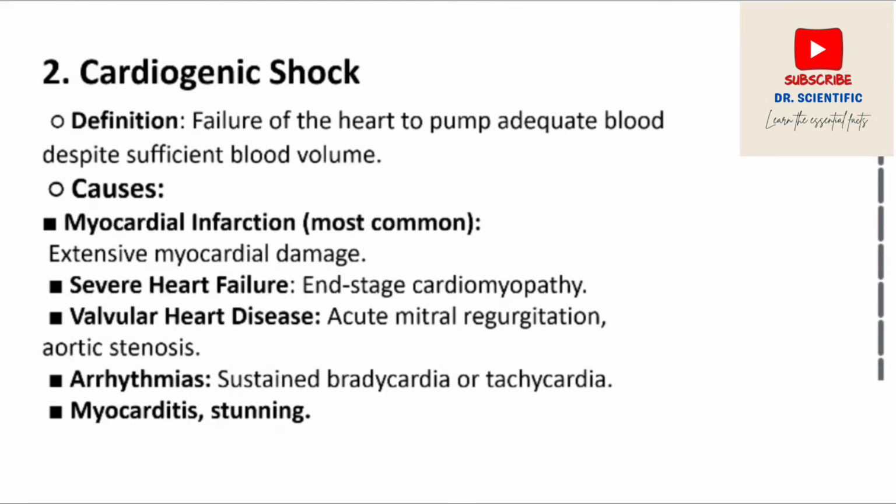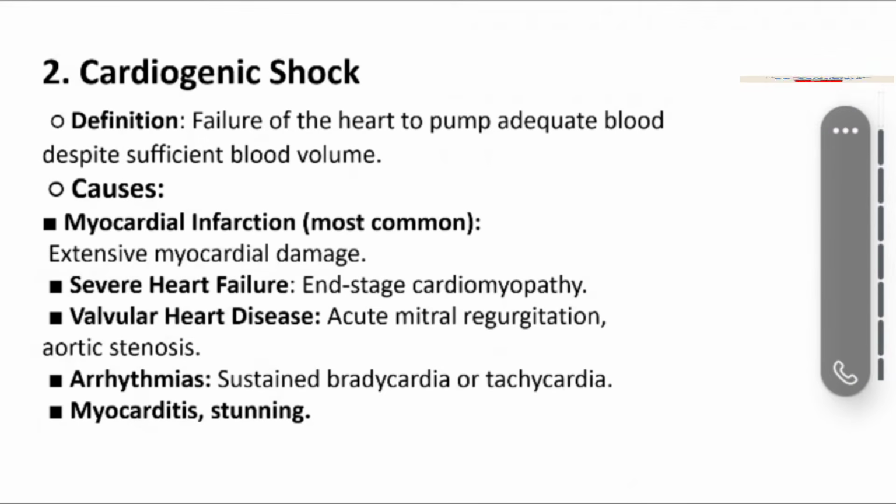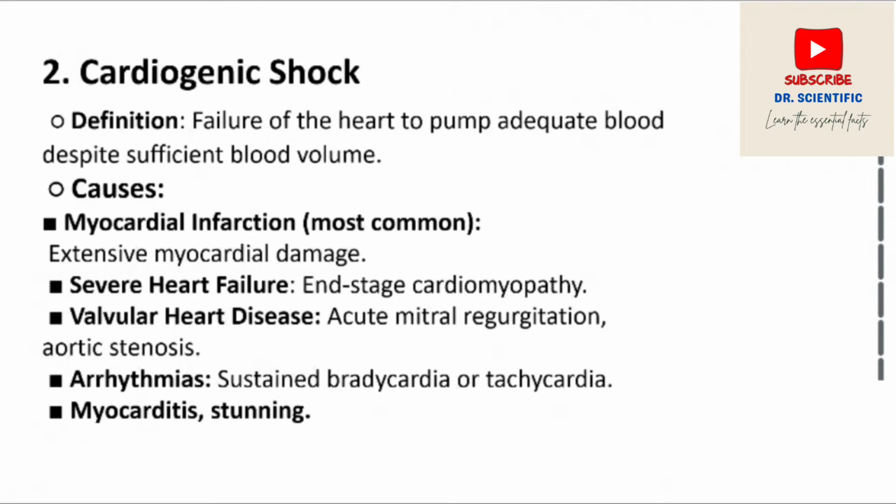The second type of shock is cardiogenic shock, which is defined as failure of the heart to pump adequate blood despite there being sufficient blood volume. The cause of this cardiogenic shock might be myocardial infarction, and this is the most common. Myocardial infarction is whereby the heart muscles are failing to pump sufficient blood, and might be due to extensive myocardial damage, or also another cause is severe heart failure, as we were taught yesterday about heart failure.